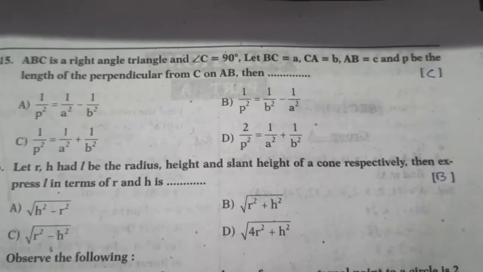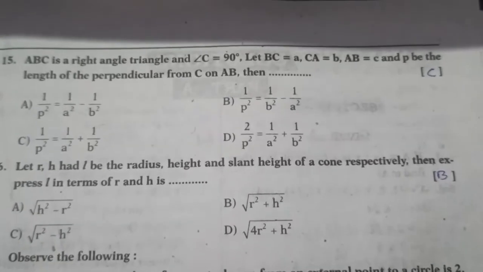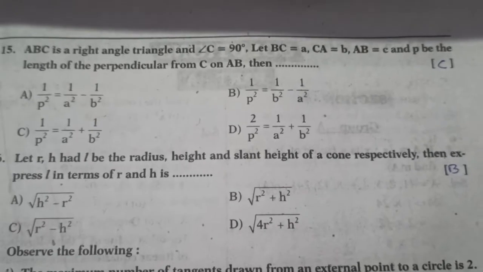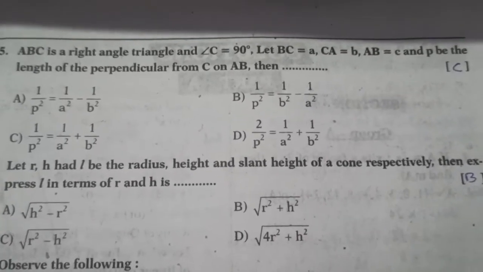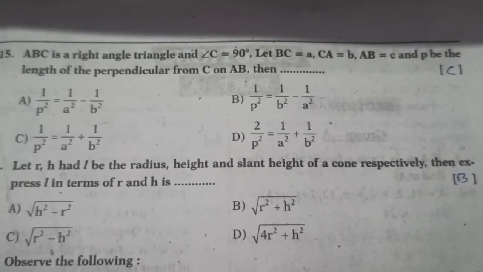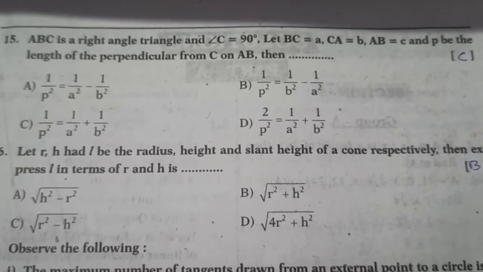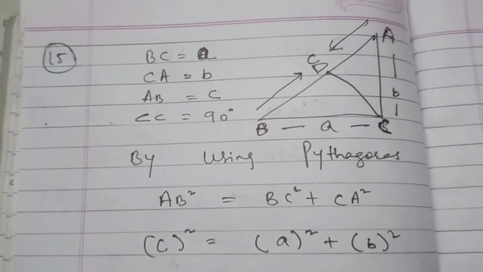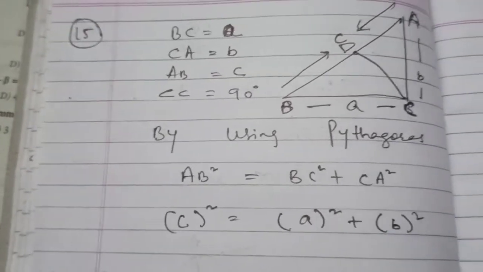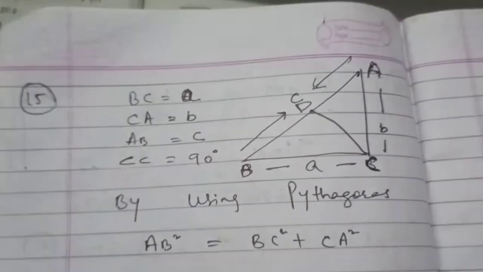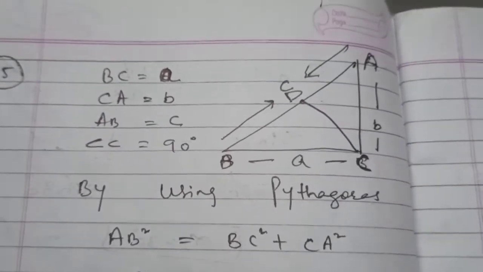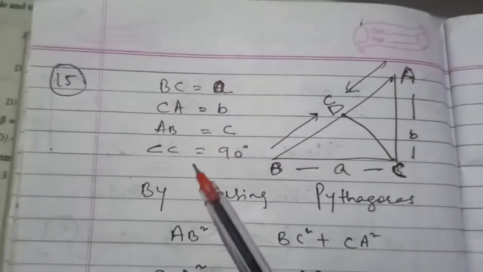Let BC equal A, CA equal B, AB equal C, and P be the length of the perpendicular from C on AB. See here, this is the right angle triangle ABC, and angle C is 90 degrees. So AB is equal to C, BC is equal to A, and AC is equal to B.